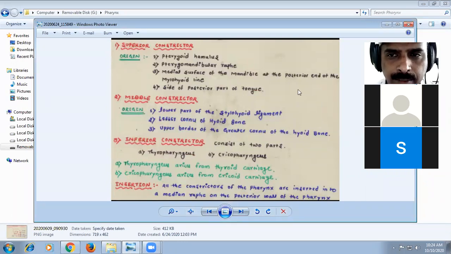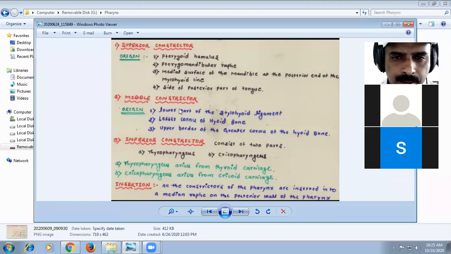Means what? Mandible and tongue, superiorly at the level of the mandible and tongue. So all these muscle fibers of the superior constrictor arise from the pterygoid hamulus, the pterygomandibular raphe, the medial surface of the mandible and the posterior end of the mylohyoid line, and the side of the posterior part of the tongue. This is the origin point of the superior constrictor.